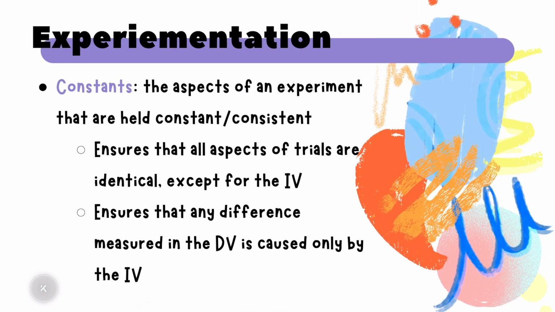Like we said, the independent variable is the only thing that we want to change. That means everything else needs to remain a constant. A constant is the aspects of an experiment that are held constant or consistent. I want to do this because it ensures that all the aspects of the trials are identical except for the independent variable. I need to walk my dogs the same amount no matter what food I'm feeding them. I need to make sure they get the same exercise, amount of sleep, etc.